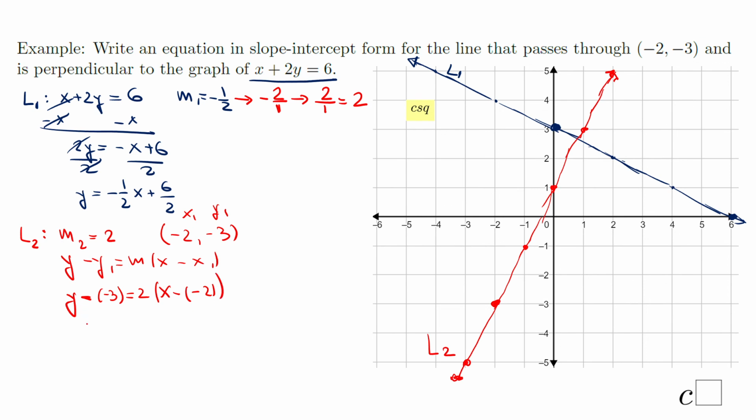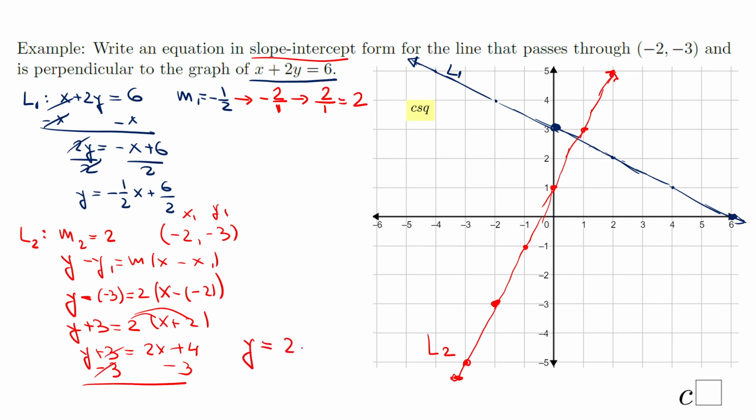Let's first simplify the multiple signs. On the left side we have y plus 3. On the right side we have 2 times the quantity x plus 2. We need slope-intercept form, so this distributive property gives y plus 3 equals 2x plus 4, and the last step, subtract 3. And we have y equals 2x, positive 4 minus 3, positive 1, which you notice is this red line in the picture. And that's it.